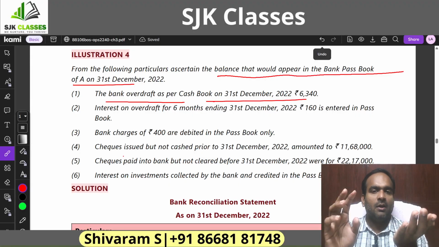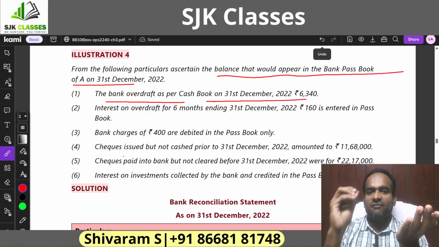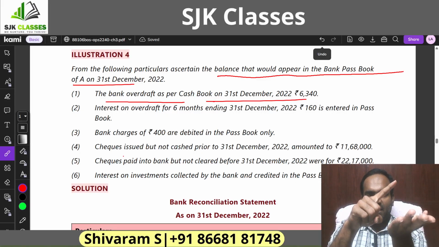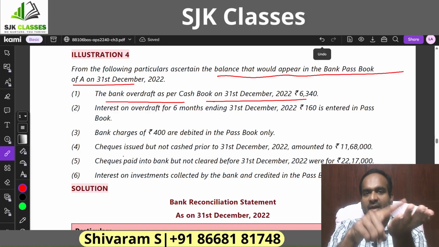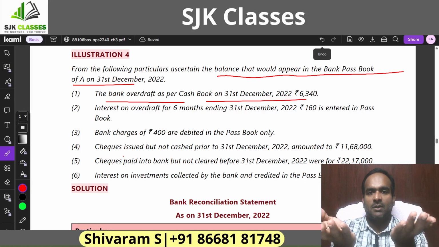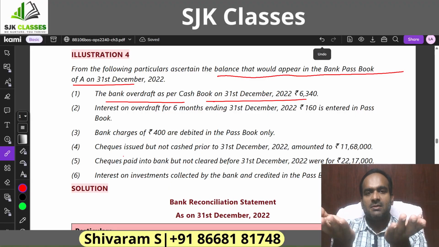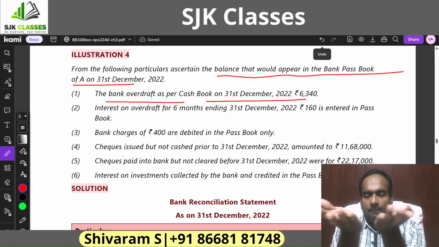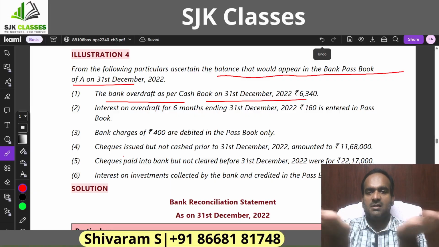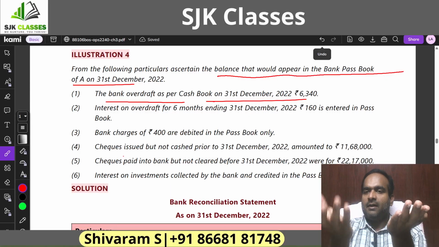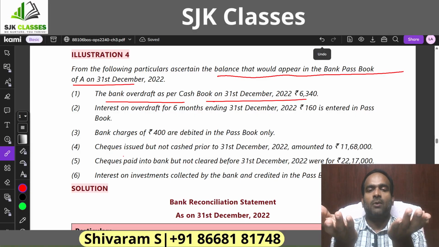Forget the value. We just need to know whether it's favorable or unfavorable, that is positive or negative. Here, it's an overdraft, meaning a negative balance. So my left hand, the cash book, is having a negative balance. Obviously, the passbook should also have a negative balance, because whatever balance is there for the left hand, the passbook should also have the same balance, because at the end of the day, I want to make sure that these two balances, cash book and passbook, are equal.